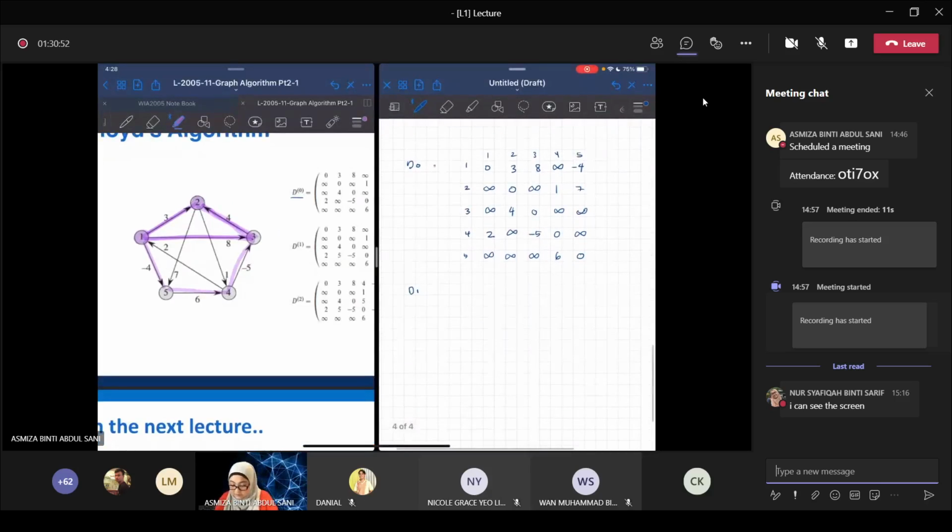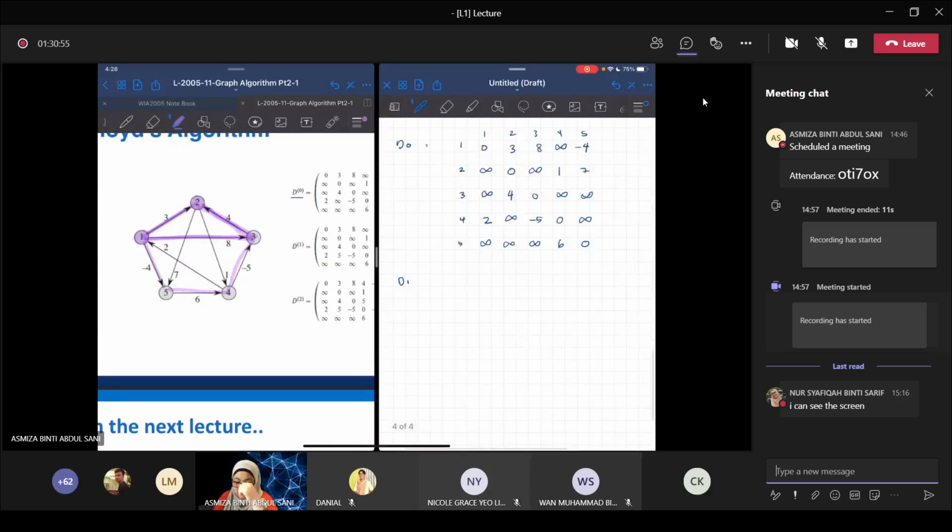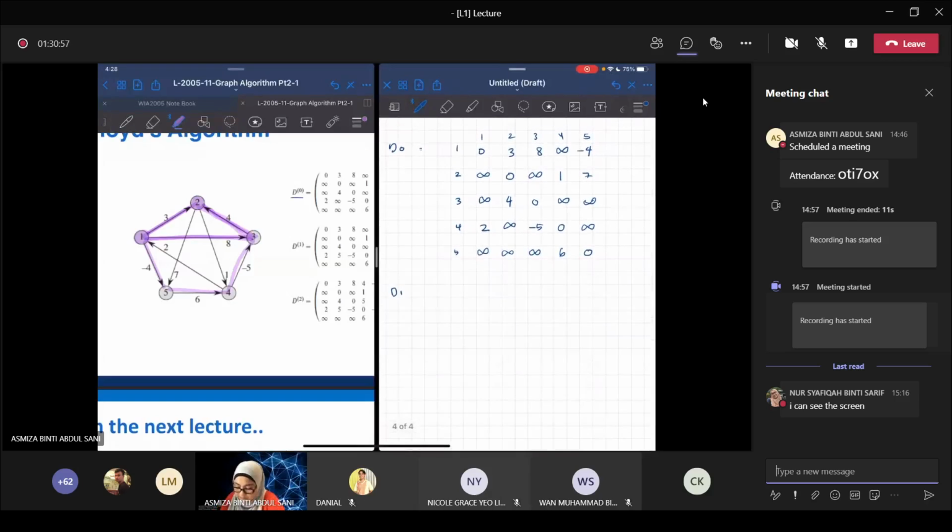So let's try to generate the D1 matrix. Okay, so basically what we are doing here, excuse me, one second, I need to open something first.